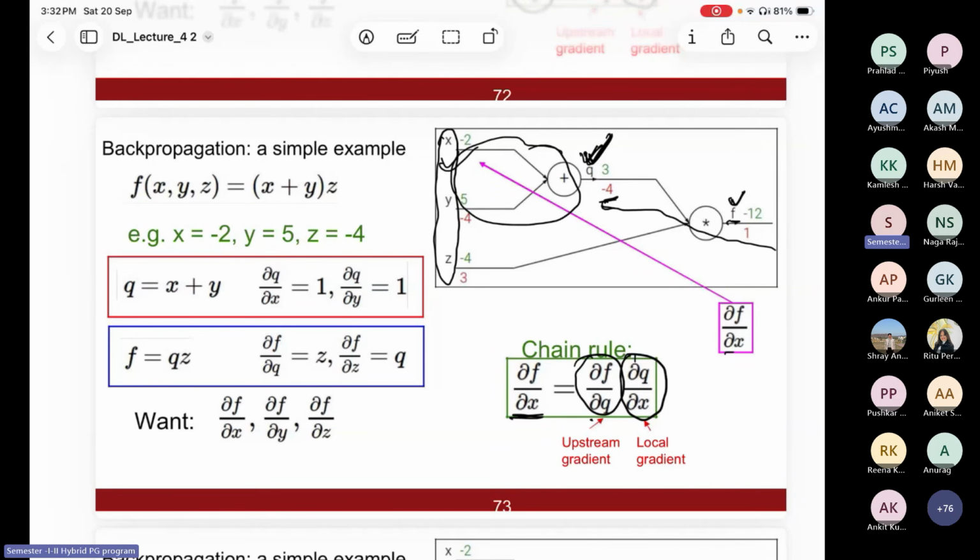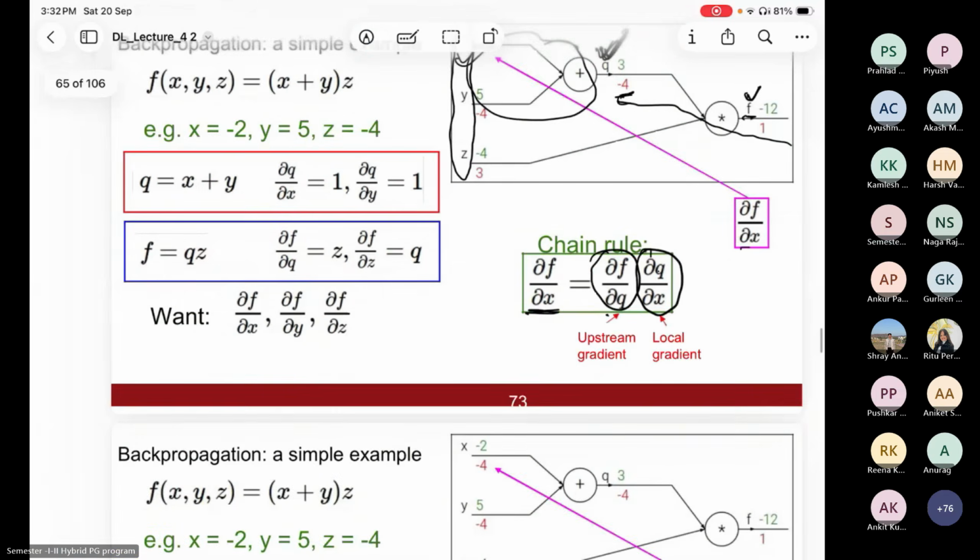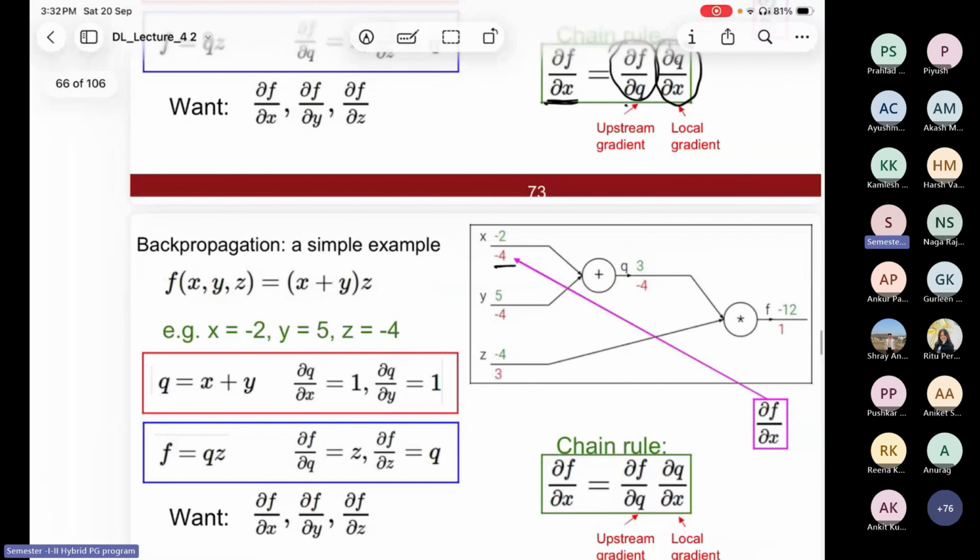So you know del f by del q, that is your -4, and del q by del x is 1. So 1 minus 4, that will give you -4. So in this way, you can find the -4 here also. You already have calculated del f by del z. That is your q. And what is q?